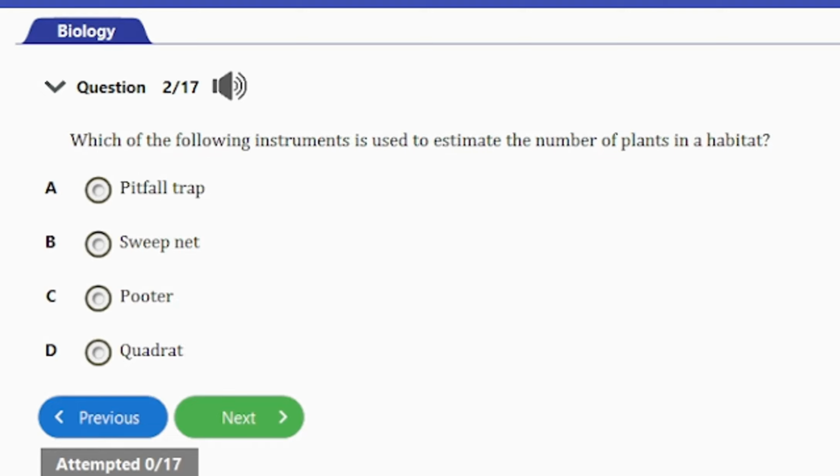So let's consider the next question, guys. Question number 2, it says, which of the following instruments is used to estimate the number of plants in a habitat? We have A, pitfall trap, B, sweep net, C, putter, D, quadrant. So guys, the answer to this question is option D here. The quadrant is used to estimate the number of plants in a habitat. So it actually is a portable frame that is placed on an area under study. It's actually used to estimate the number of plants in an area as well as other stationary species. So that's it for that question.